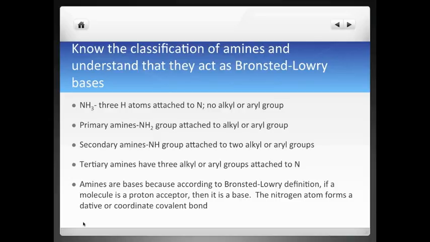Amines are bases according to the Bronsted-Lowry definition. If a molecule is a proton acceptor, then it's a base. The nitrogen atom forms a dative or covalent bond with many of the molecules and atoms it interacts with. The following video reinforces our understanding of the different theories of acids and bases, specifically the Bronsted-Lowry acid theory.